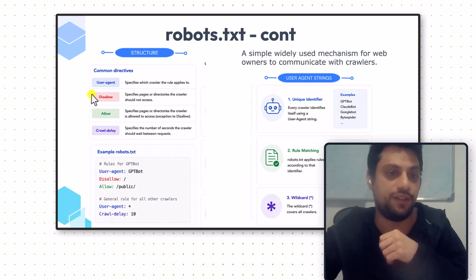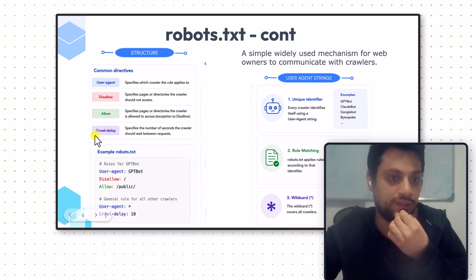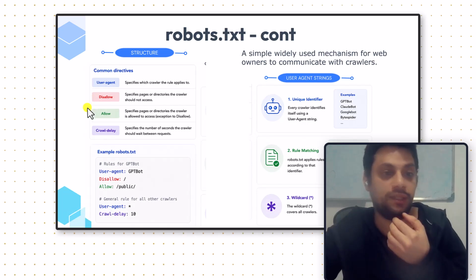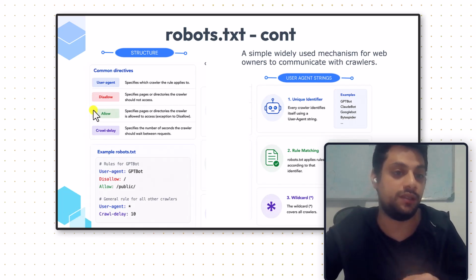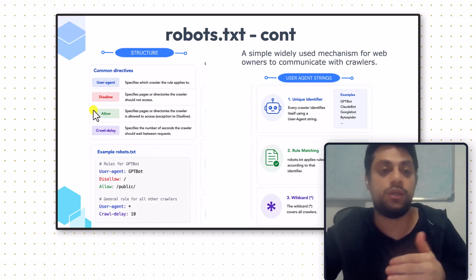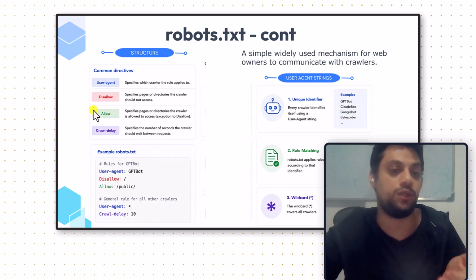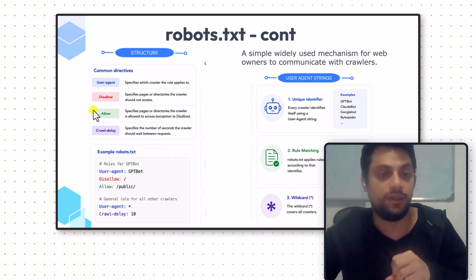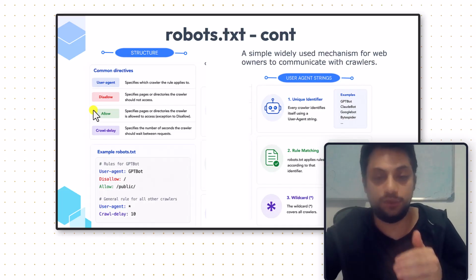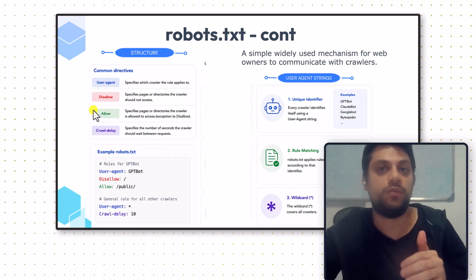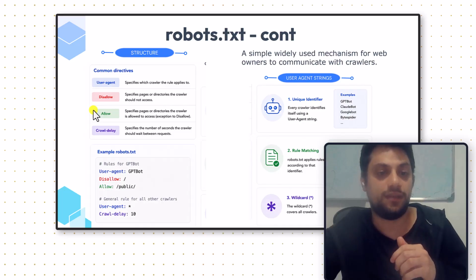And we have here more directives. I think that Disallow and Allow are self-explanatory. They mean what pages are allowed and what pages are not allowed. And the Crawl-delay means how many seconds to wait between requests.